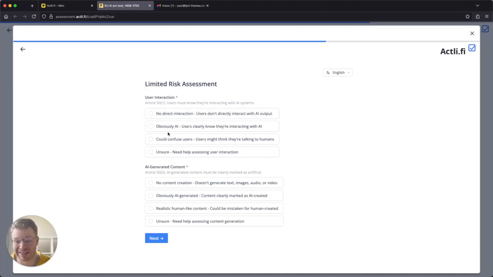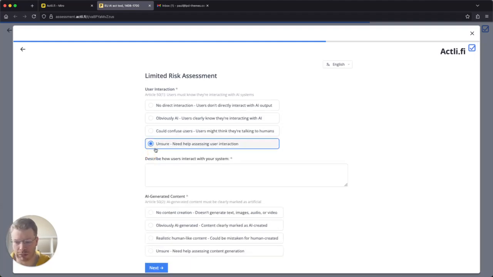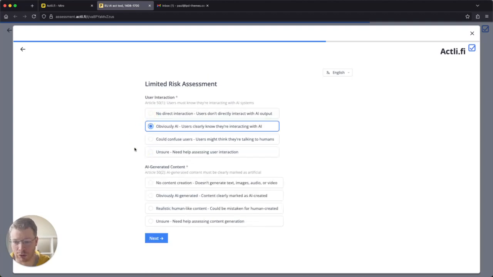If your system interacts with users and users know that this is an AI system, you have to select this one. If users don't know that they are interacting with the AI system, or are unsure, you have to select this one. If you don't know the answer, just provide information on how your system interacts. I will select, let's assume, obviously AI, that users know they interact with an AI system.